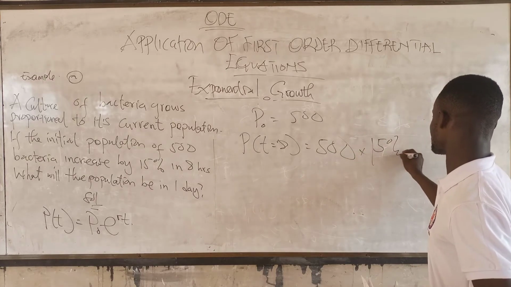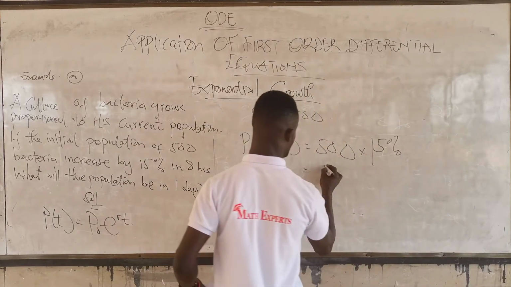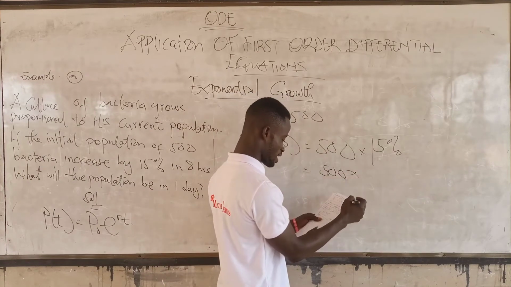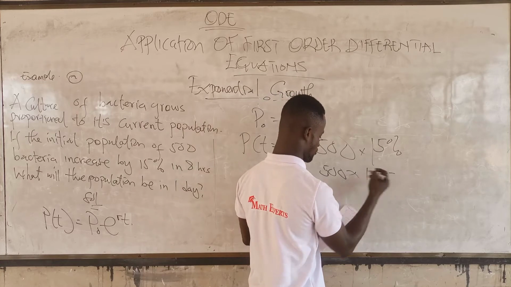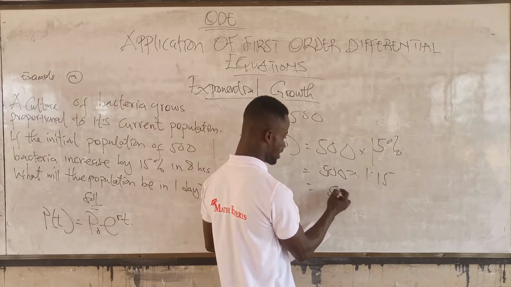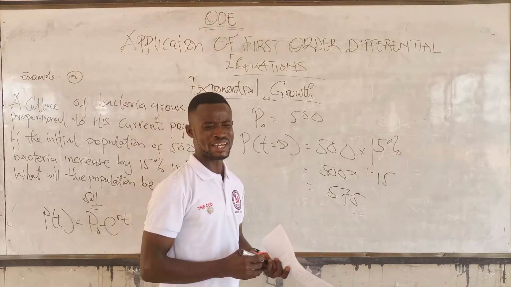Which is the same as 500 times, when you convert this, you get 1.15. And it's going to give you 575. Please, now we are getting it.